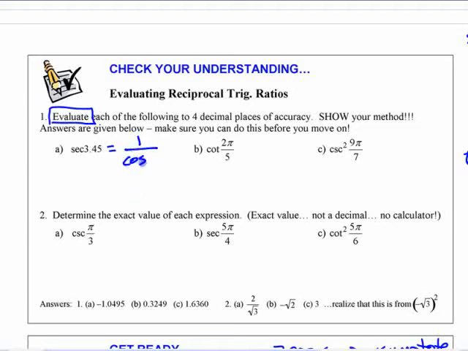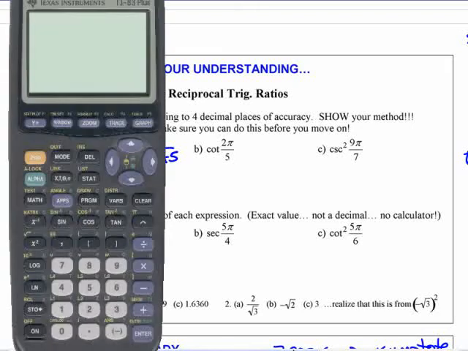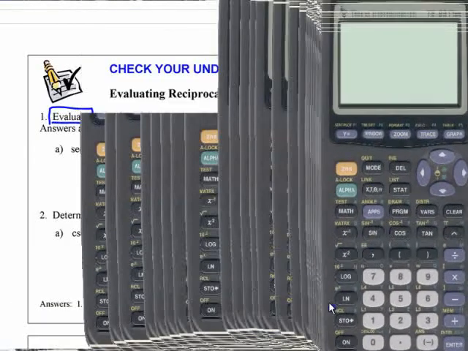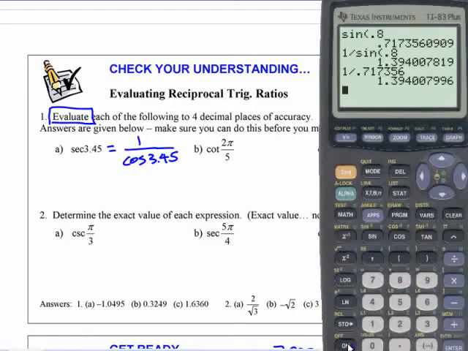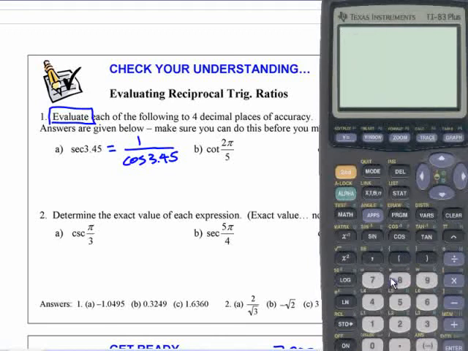Cosine. This is the same as 1 over cosine 3.45. If you're in radian mode and you put that on your calculator, you'll get it. It's not hard if you know the definitions of those things. So if you're in radian mode, you can do it all at once: 1 divided by cos 3.45.